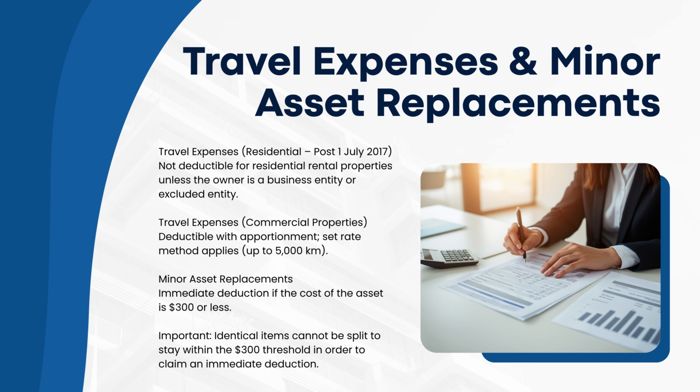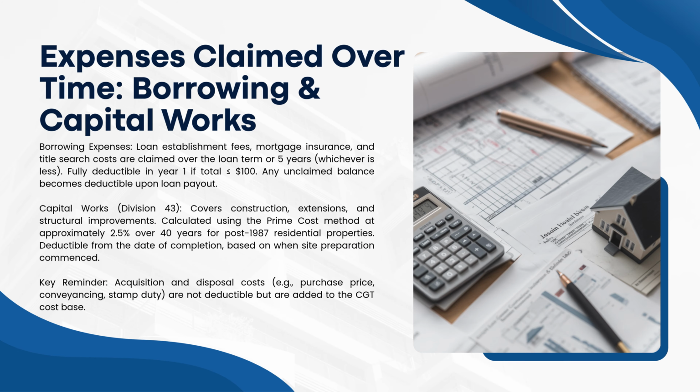Finally, some expenses are claimed over several years. Borrowing expenses, like loan establishment fees and lender's mortgage insurance, are claimed over 5 years or the life of the loan, whichever is shorter. If you pay the loan out early, you claim the remaining balance in that year. Capital works deductions cover the structural costs of buildings, extensions, or alterations. For most residential properties built after 1987, this is claimed at 2.5% per year over 40 years using the prime cost method, starting from the date construction was completed.